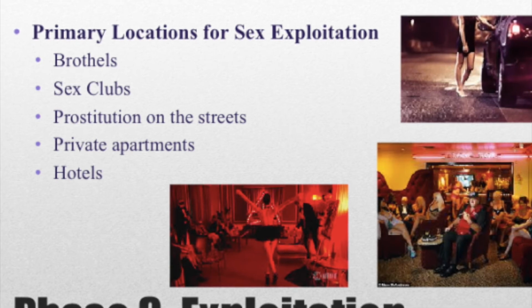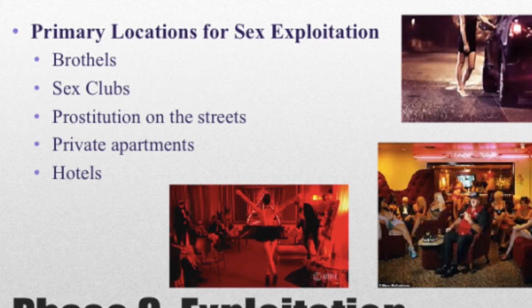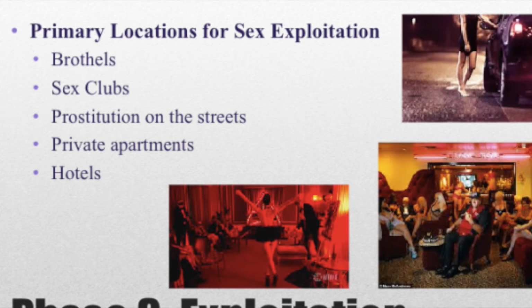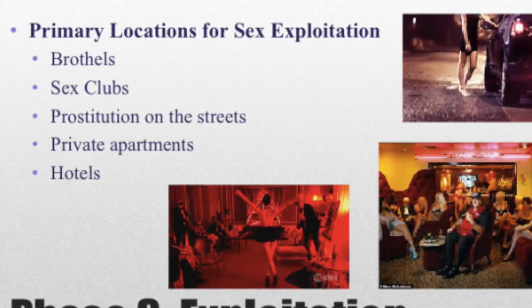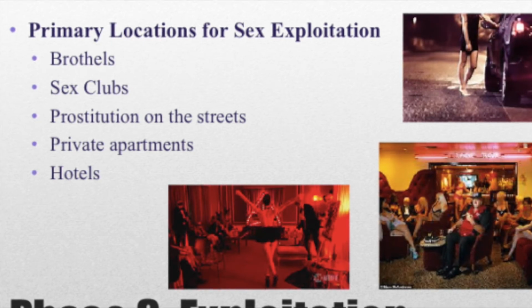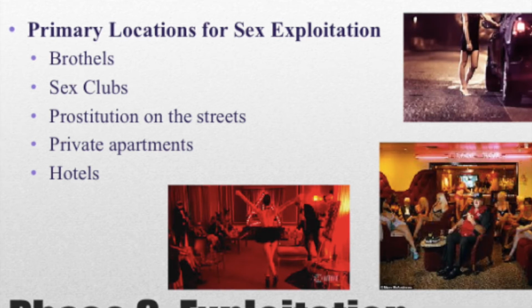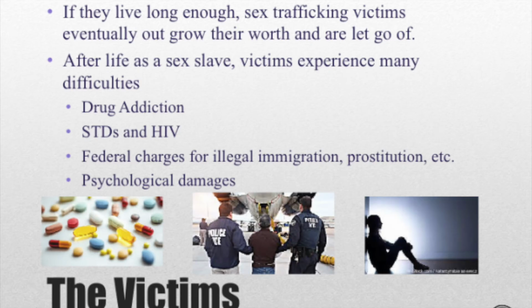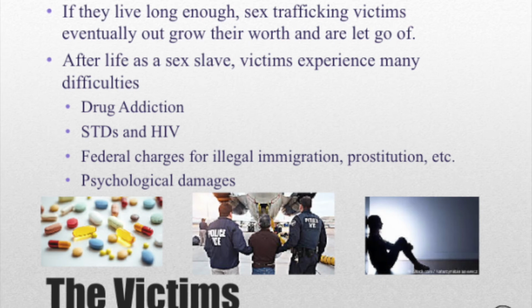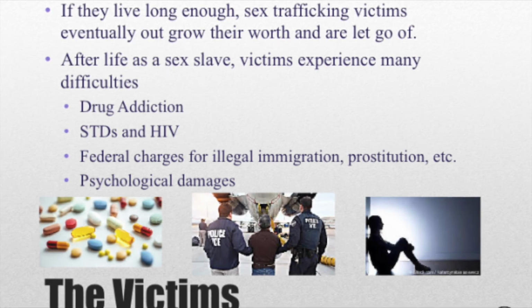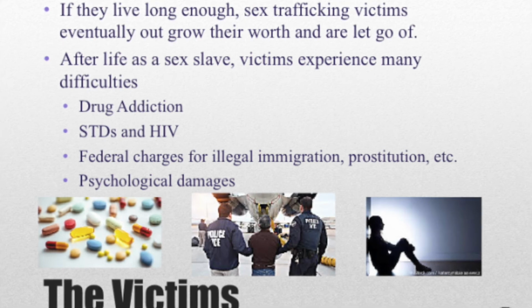The most private locations are apartments and hotels. In these cases, sex traffickers set their victims up in these locations and have clients on hand to visit the locations to have sex with the victims. The payment normally goes straight into the hands of the sex trafficker rather than the victim. For sex slaves, enslavement is normally not a life sentence. If they live long enough, sex trafficking victims eventually outgrow their worth and are let go. For many, they are left in a place lower than they were before they were trafficked.